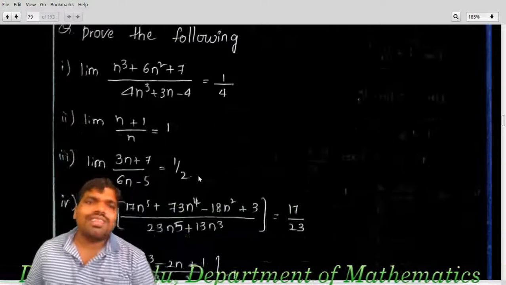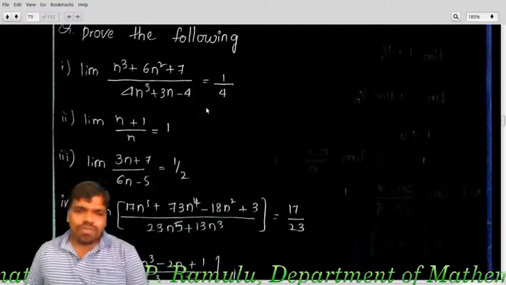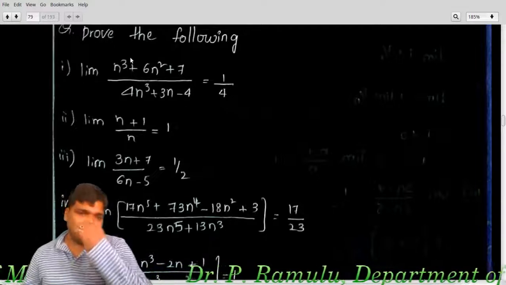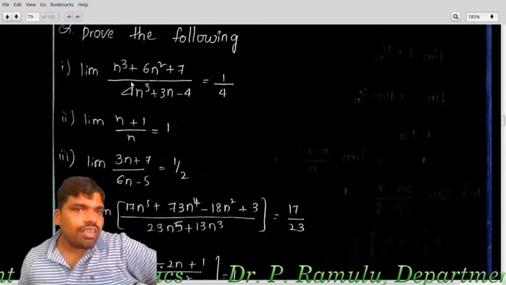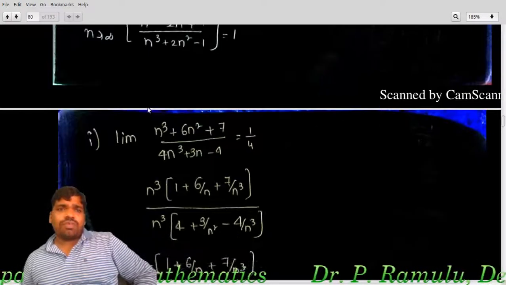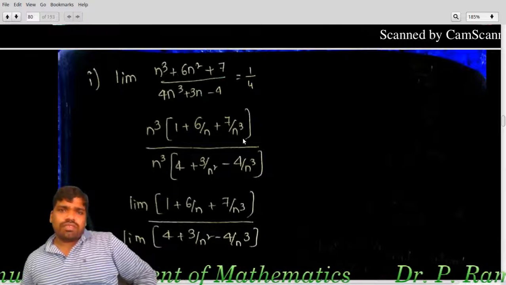Prove the following. So the lim of n cube plus 6n square plus 7 over 4n cube plus 2. Simply what you do here, these are very easy. Here you can take n cube common out. So I am taking n cube common out. So I will get here 1 by 6 plus 1 by 3 cube.